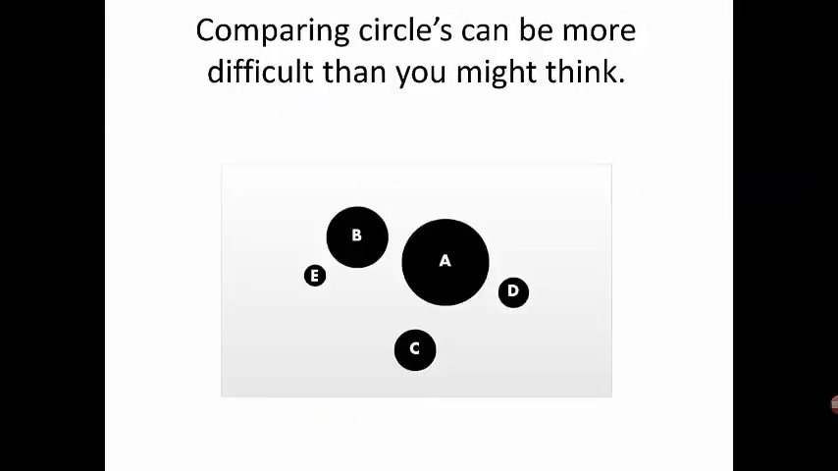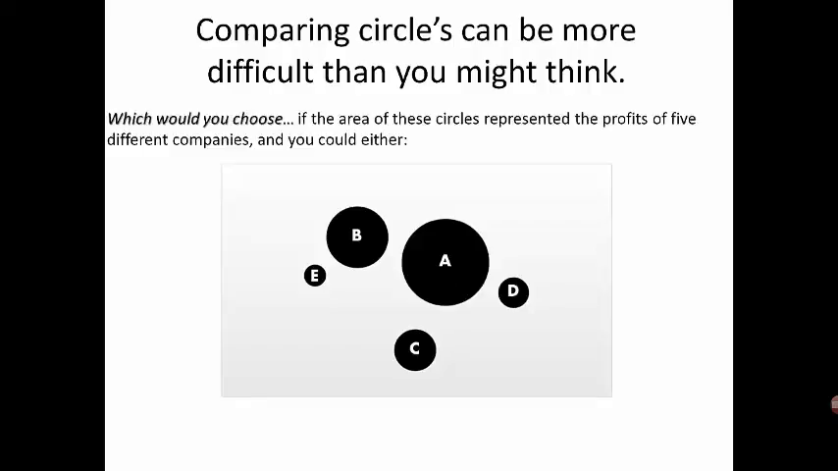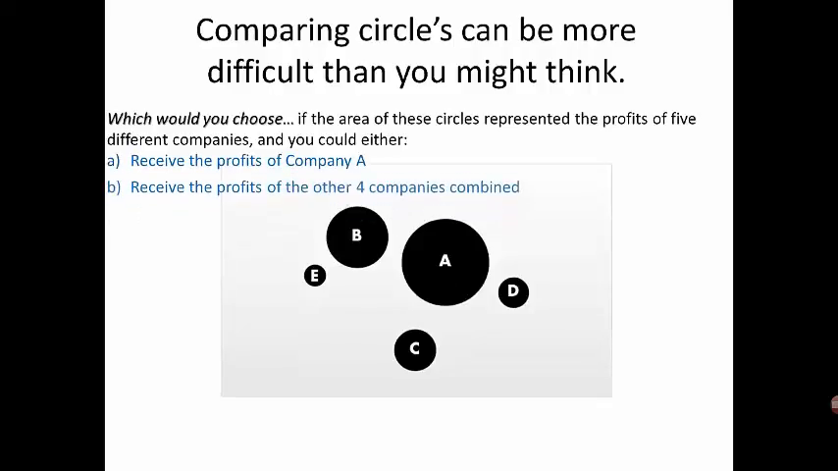Here's another example just to show you that all potential flaws aren't entirely due to known optical illusions. Say you're looking at this actual bubble chart here. If you had to choose, assuming that the areas of these circles represent the profits of 5 different companies, and you were given the option of either receiving the profits of company A or receiving the combined profits of the other 4 companies, which would you choose? It's not an easy question.